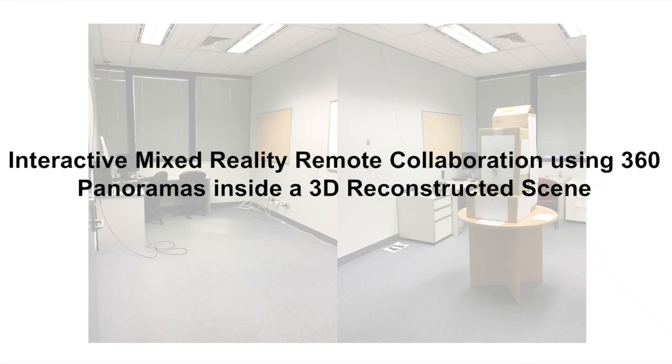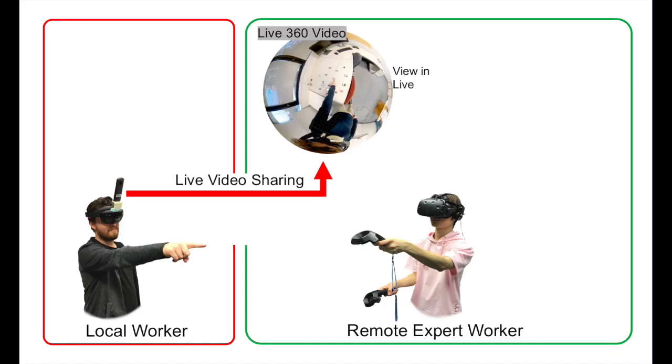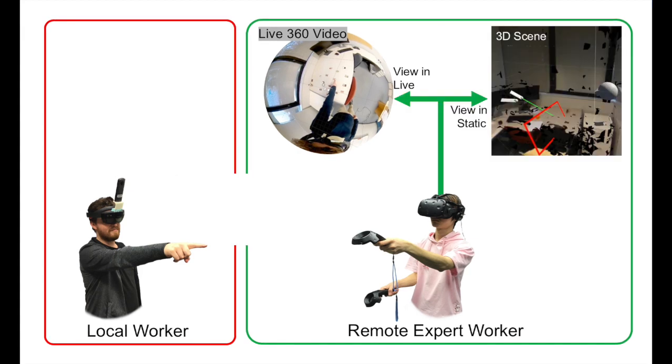In this video, we present our mixed reality remote collaboration system that combines 360 panorama with a static 3D reconstructed scene. A local worker can easily share his surroundings using a 360 camera to a remote expert worker from a separate location. Alternatively, the remote expert worker can roam freely in a static version of the environment through a 3D reconstructed model that was prepared beforehand.